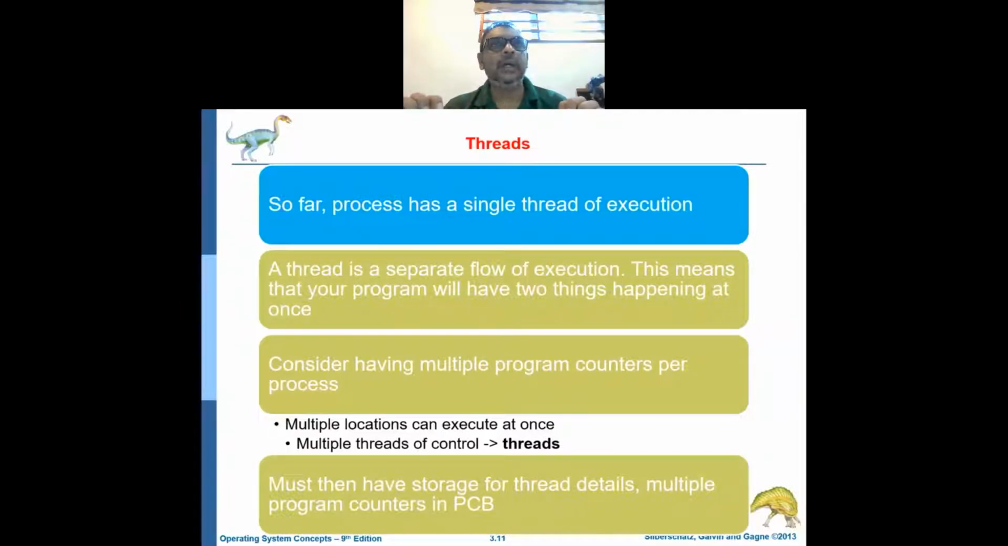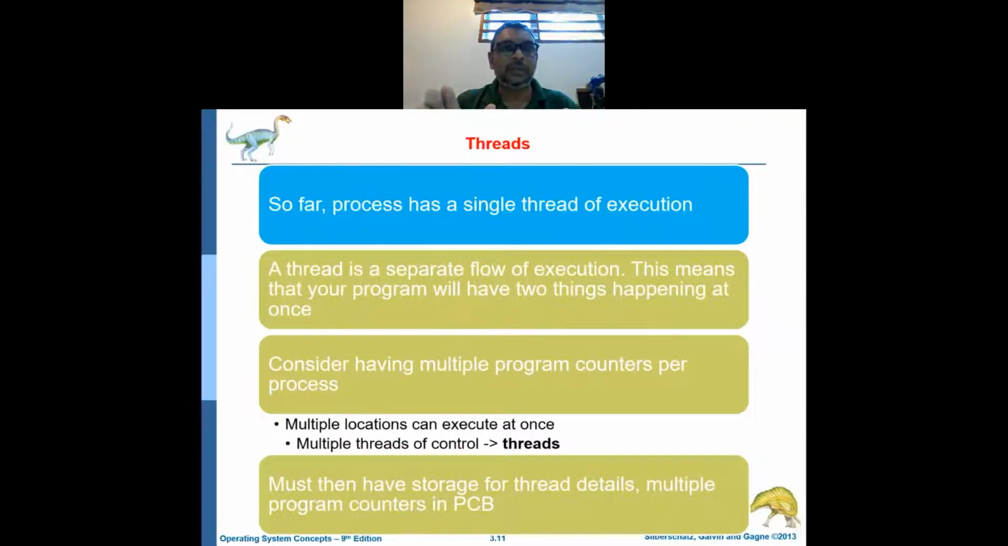Meaning, in the previous slide we said one program, multiple processes. That's quite simple. Now, in one process, you can have multiple threads. So what is the meaning of threads? Simple. A thread means a sub or a separate flow of execution within that particular process.